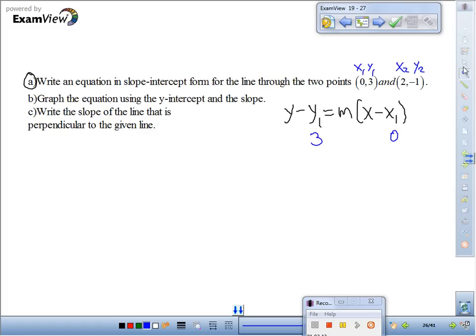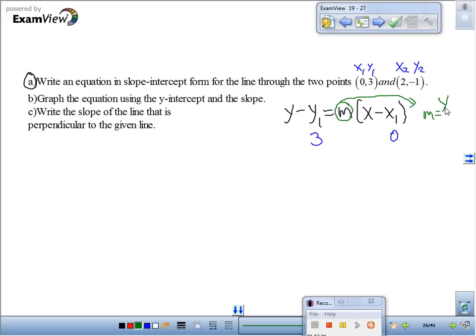So in order to solve for the equation and write it in y equal mx plus b form, we need a slope. However, we don't have a slope. Which means I'm going to go over here to the side and I'm going to write the formula for the slope. M equals y2 minus y1 over x2 minus x1. Do we have those values? Yes, they're right there. Let me write them right underneath. We got y sub 2 is negative 1 minus y sub 1 is 3. X sub 2 is 2 minus x sub 1 is 0. So let's see, what is negative 1 minus 3? That's negative 4. What is 2 minus 0? 2. So what is negative 4 divided by 2? Negative 2.